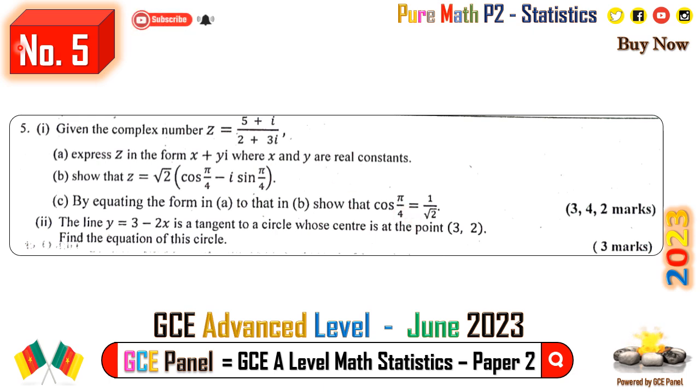Sub 2. The line y equals 3 minus 2x is a tangent to a circle whose center is at the point 3, 2. Find the equation of this circle.